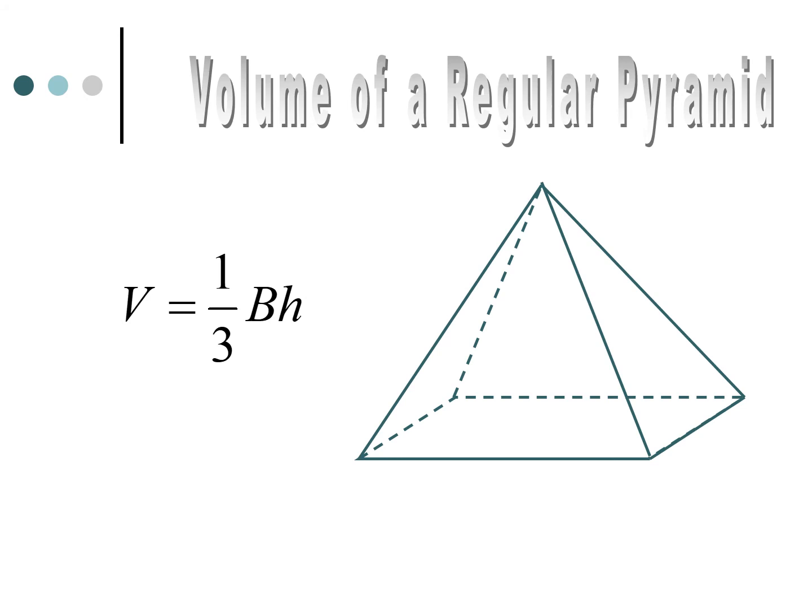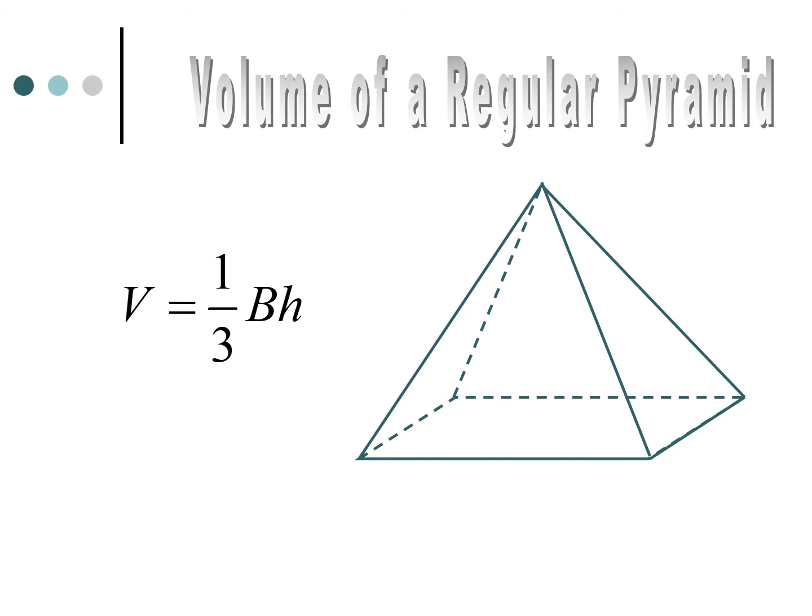Let's start off today by finding the volume of a regular pyramid. Remember that volume means how much space is taken up on the inside of any shape. In particular, how many 1 by 1 by 1 cubes can fit inside any three-dimensional shape. Here's the formula. Volume equals 1/3 area of the base times the height.